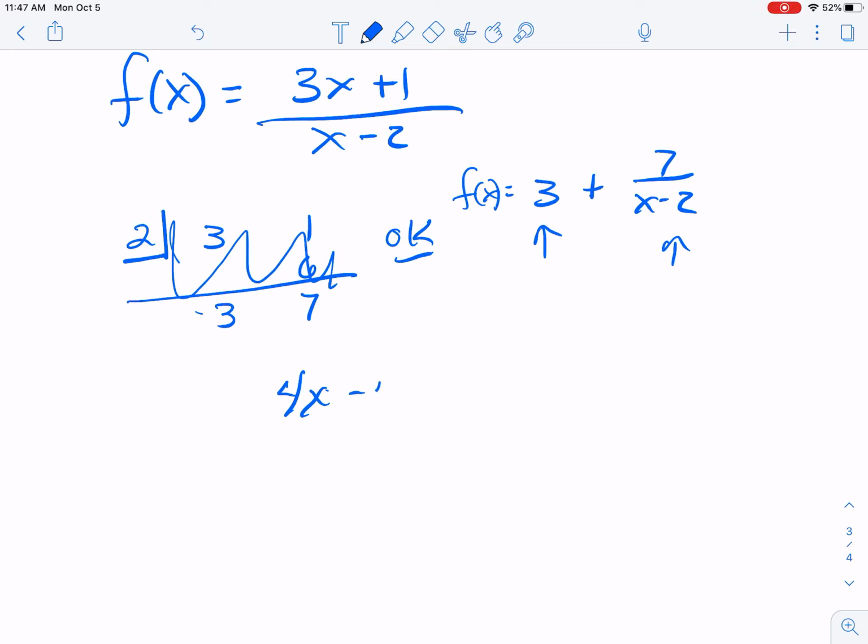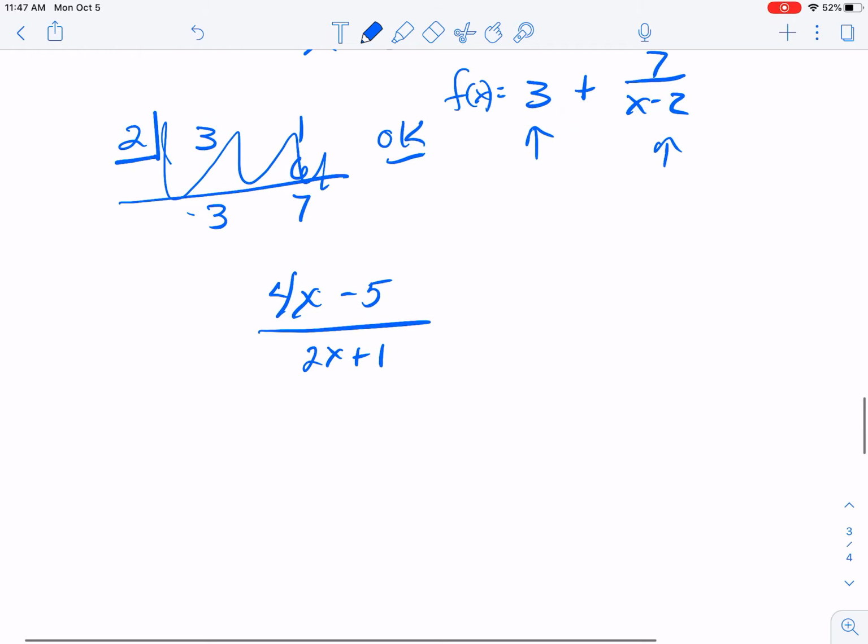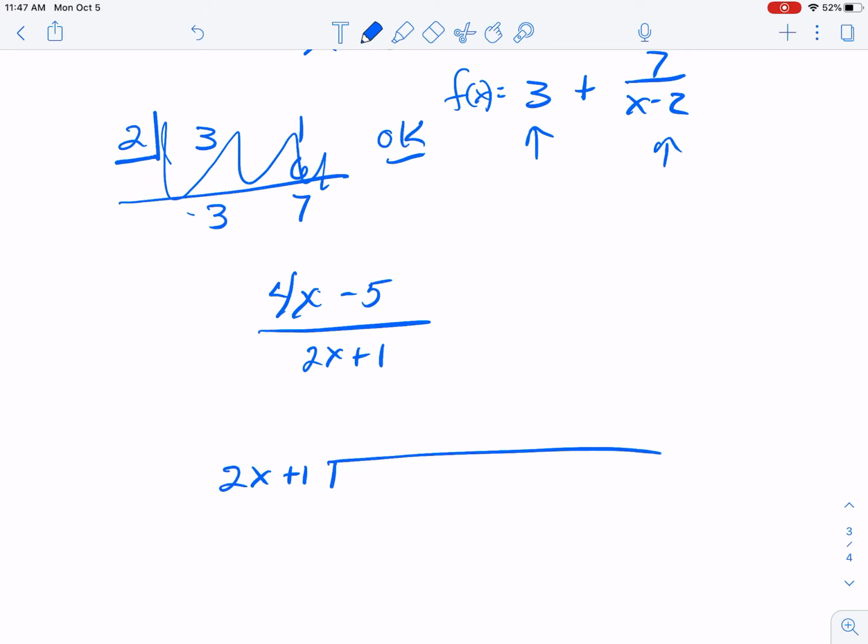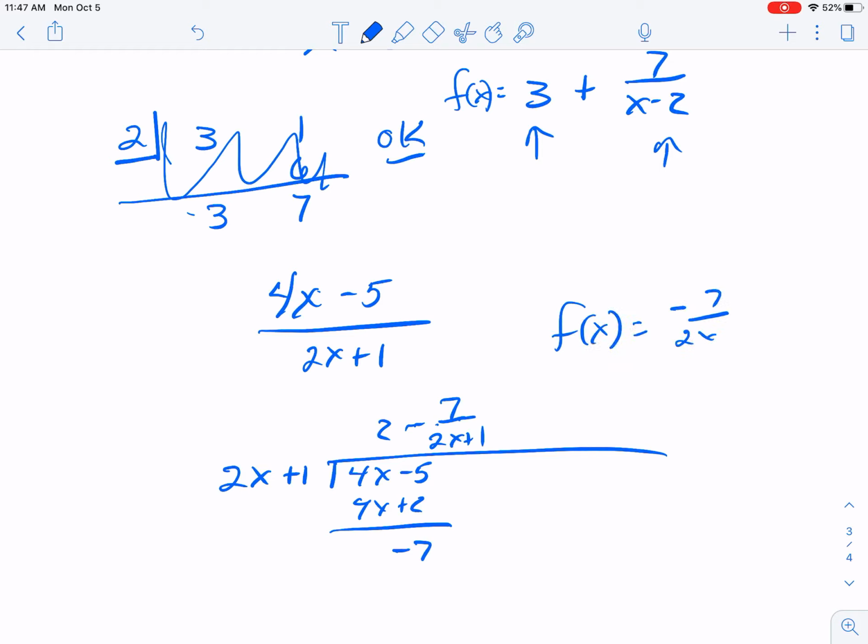4x minus 5 over 2x plus 1. You go ahead and divide because I put a 2 in front of it. Dang it. 4x minus 5. You multiply by 2 and you get 4x plus 2, and you subtract, get negative 7. All right. So I have f of x equals negative 7 over 2x plus 1 plus 2. You have a negative that flipped it over. This is a vertical stretch, a horizontal compression, a shift by a half, and up 1.